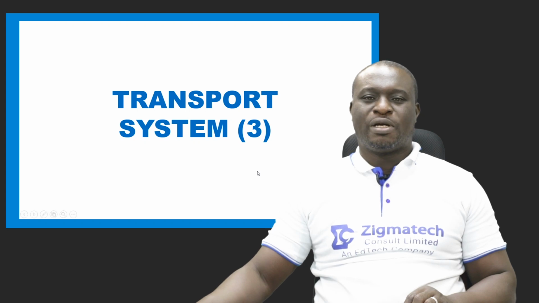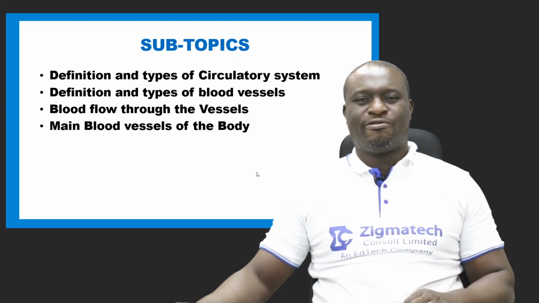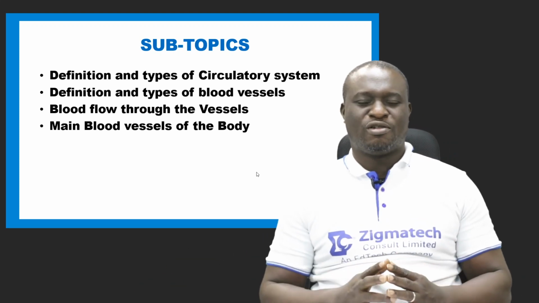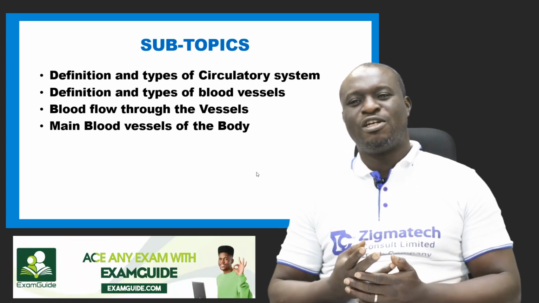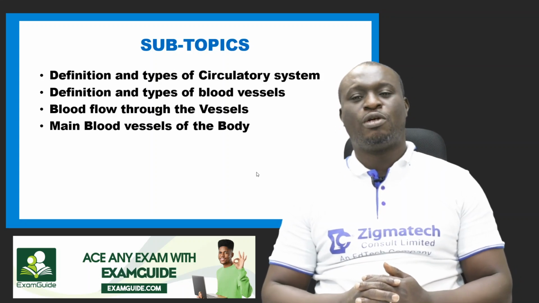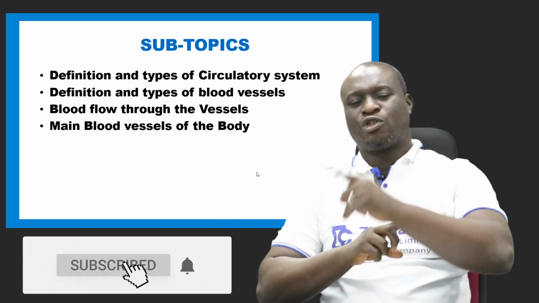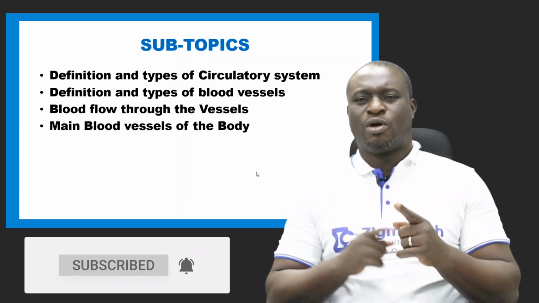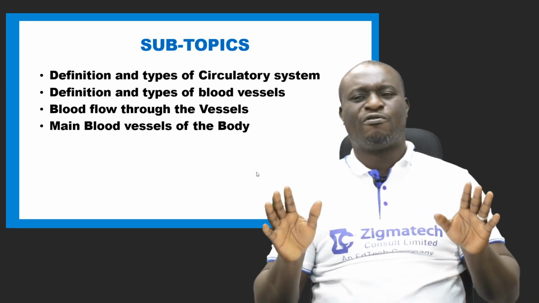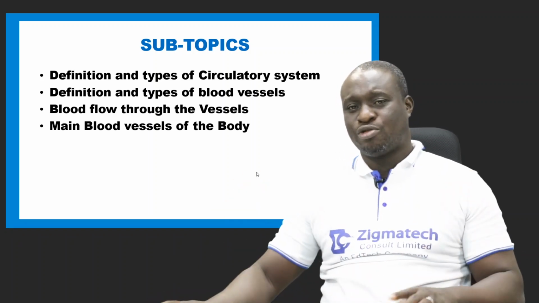Now, in this particular topic, there are several subtopics we're going to be looking at. First of all, we're going to be talking about definition and types of circulatory system. We're also going to be discussing definition and types of blood vessels. We're also going to be looking at blood flow through the vessels, how blood flows through the vessels, and also to the heart and to the lungs. We're going to be looking at how the blood flows. And then lastly, we're going to be discussing main blood vessels of the body, mostly looking at the arteries, all right?